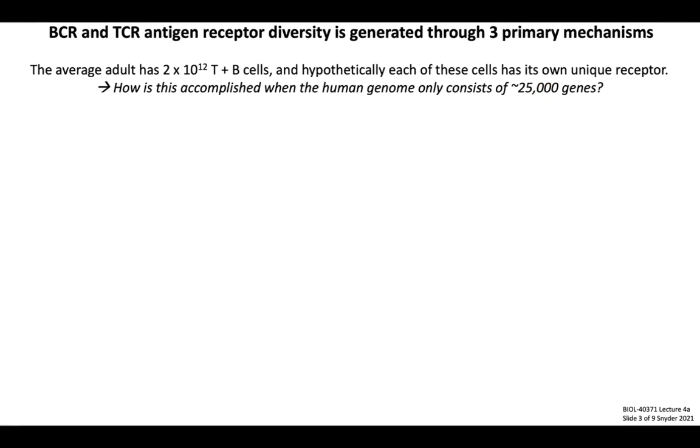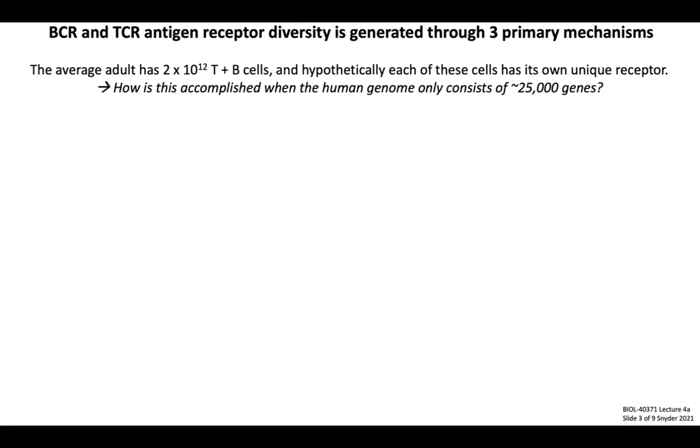Now that we understand what the lymphocyte antigen receptors look like and which parts of those proteins are involved in antigen binding, let's next learn about the mechanisms that are used to generate diversity at these binding sites from the genetic level. A common theme that we've hammered home so far in this course is that the adaptive immune system must have an enormous amount of potential receptor specificities in order to be prepared to respond to any possible foreign peptide sequence. The average adult is estimated to have approximately 2 trillion T and B cells, and hypothetically, each of these cells express their own unique lymphocyte antigen receptor.